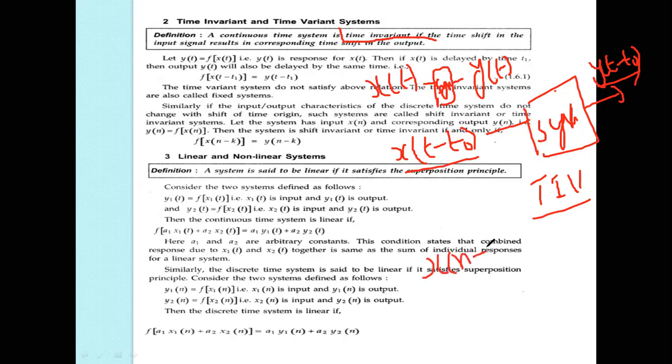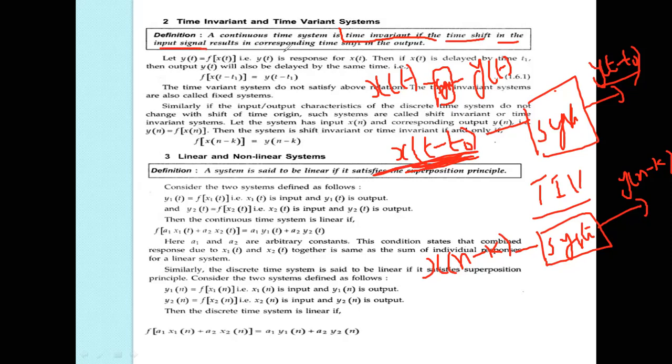Okay, suppose in discrete time, x of n minus k is given to the system, a discrete time system. What is the y? The y of n minus k, the output is also shifted. A continuous time system is time invariant if the time shift in the input signal results in corresponding time shift in the output. Then we can call that system a time invariant system. If it is not, the output is not shifted.